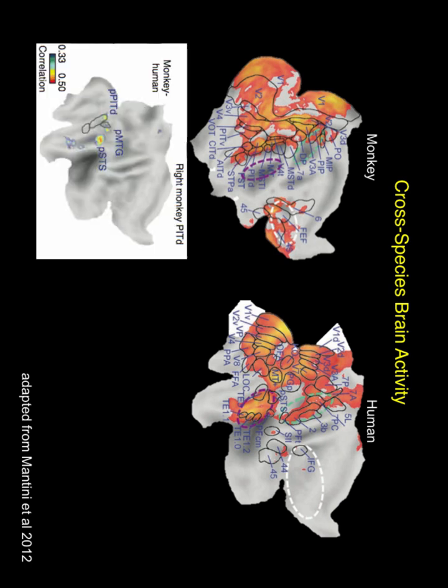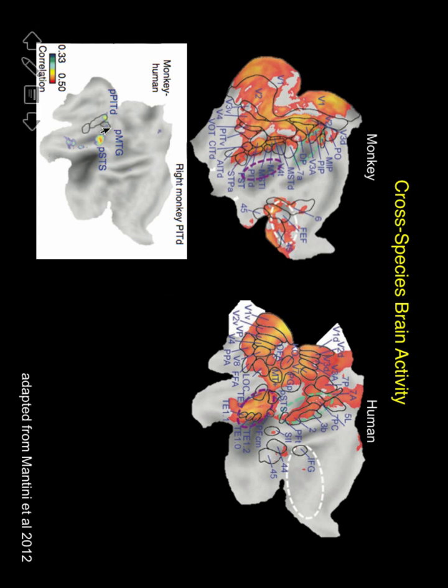But you also find areas that don't map from the macaque up to the human in the way you might expect. This is a little bit of a complicated figure, so I'm going to try to walk you through it. They took the right PITD, which is right here, this area on the macaque. It's in the temporal lobe. It's posterior, it's dorsal, that's how they named it. And they compared that to every voxel in the human brain.